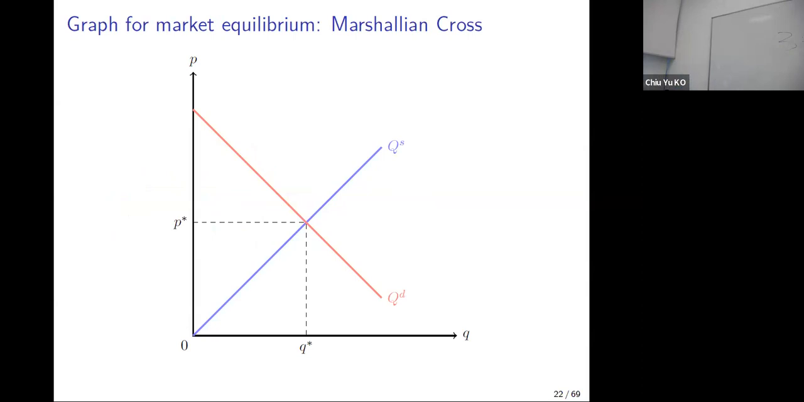Later you will see in some cases you will have more than one equilibrium, and which equilibrium occurs can depend on how people think. That's called a bubble. Next week we'll talk about why bubbles exist: it's because people have different beliefs on what the equilibrium might be. But here, we only have one equilibrium.